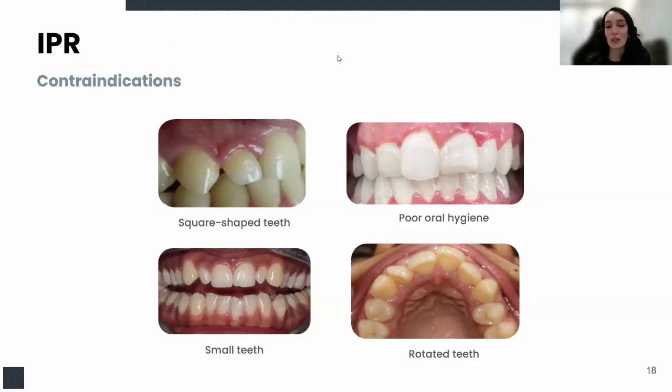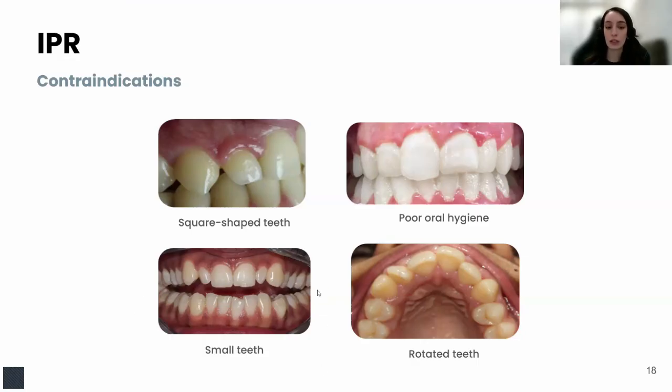So, as we mentioned, patients with poor oral hygiene could have their situation get worse if we perform IPR or basically any kind of elective treatment. And this is simply because they must have their condition stabilized before we provide them with any kind of elective dental treatment. We generally also try to avoid IPR for patients with small teeth.